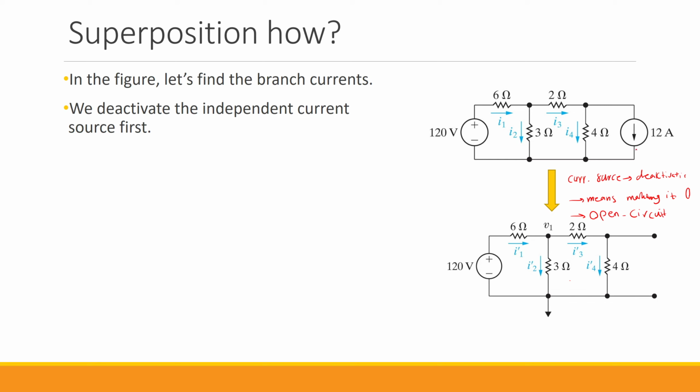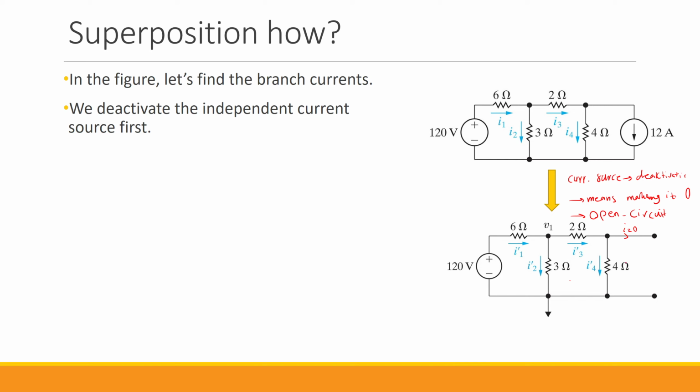So for this current source to deactivate it, you have to make the current that goes through this branch zero. And for that to happen, that means that this should be open circuit. So this is what we have now. Since this is open circuit, the current is going to be zero here. So this 2 ohm and this 4 ohm are practically in series with each other.